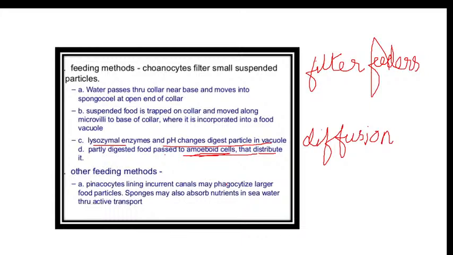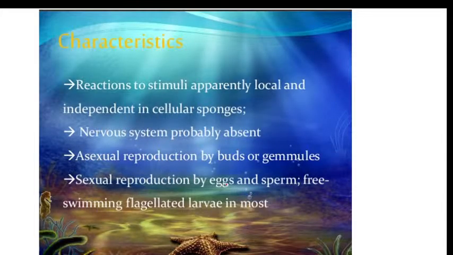Let me move on to the other feeding methods. They feed by active transport also. This is how the choanocytes feed on the suspended food particle in the water. വെള്ളത്തിലുള്ള suspended food particle ആയിട്ട് food particles നെ digest ചെയ്യുന്നത് ഇങ്ങനെയാണ്. collar cells, amoeboid cells എല്ലാവർക്കും digested food നെ distribute ചെയ്യും.